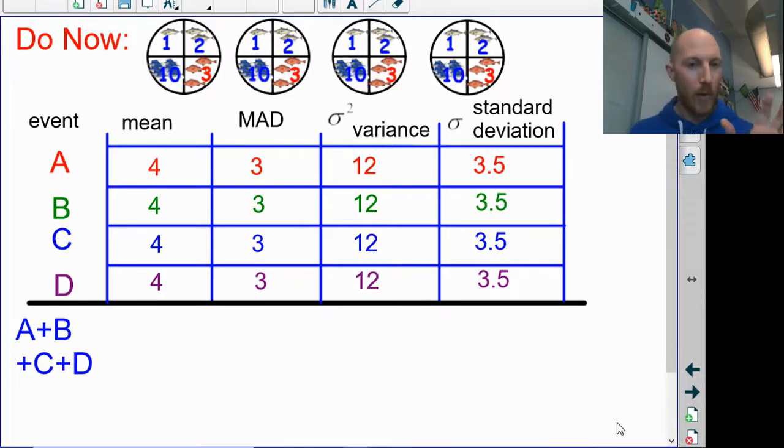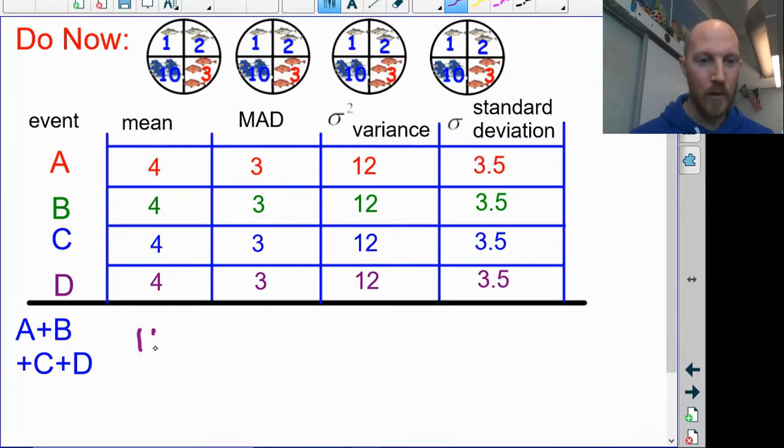What if we wanted to combine the mean absolute deviation, variance, and standard deviation for spinning that wheel of fish not once, not twice, not even 3 times, but 4 times? Well, you would be able to add the means. 4 plus 4 plus 4 plus 4 gives you 16. The mean absolute deviation, well, we can't actually do that right now. So pretend like I didn't actually ask.